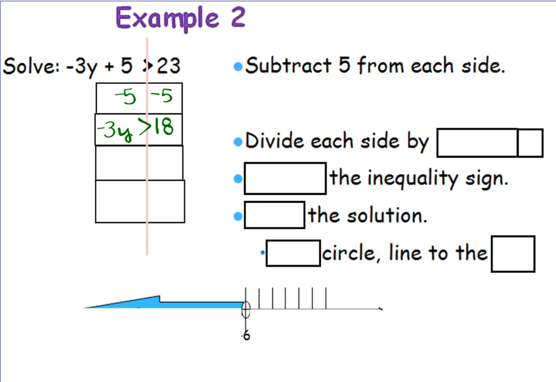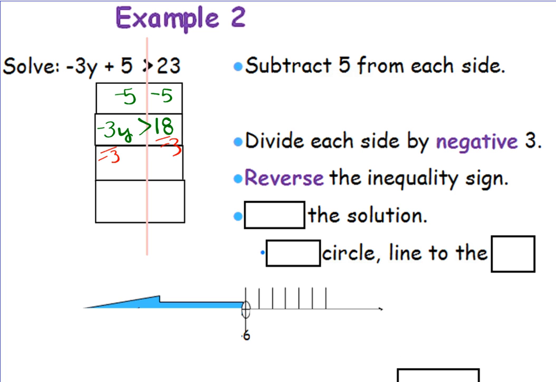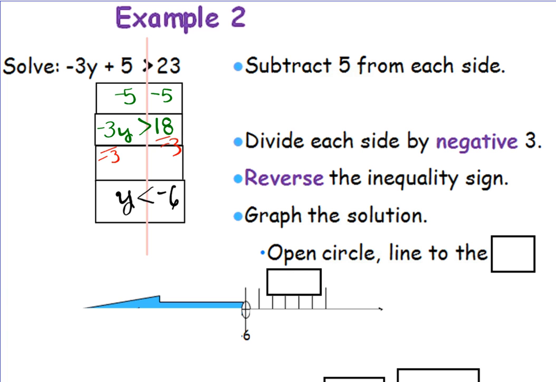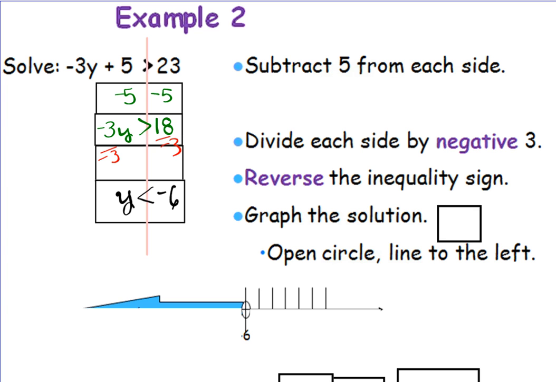Now divide each side by negative 3. When I divide by negative 3, I have this special situation. I have to reverse my inequality sign, so my new answer is y is less than negative 6. I reverse the inequality sign, graph the solution, open circle, line to the left.